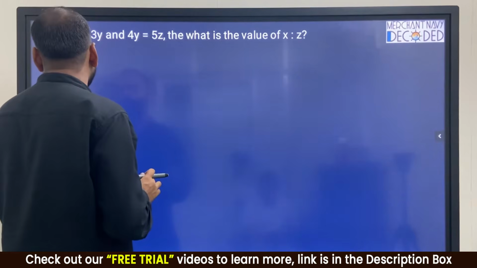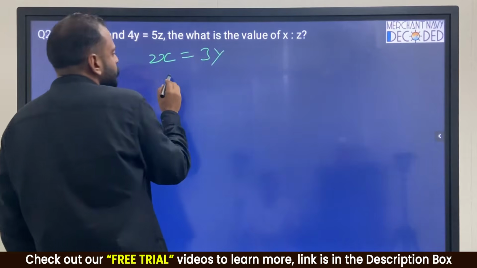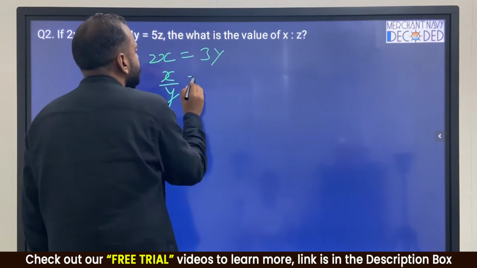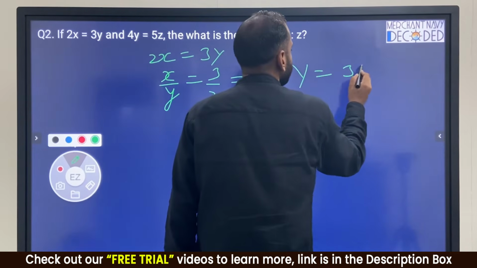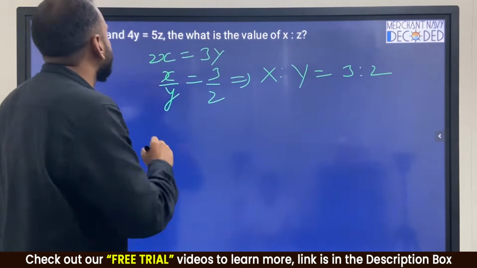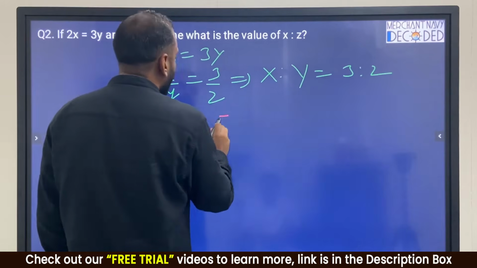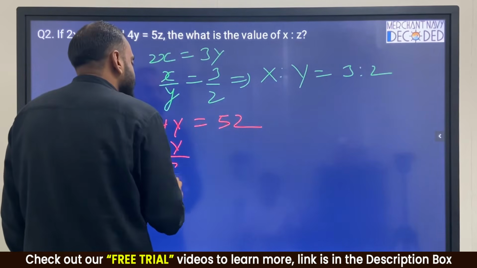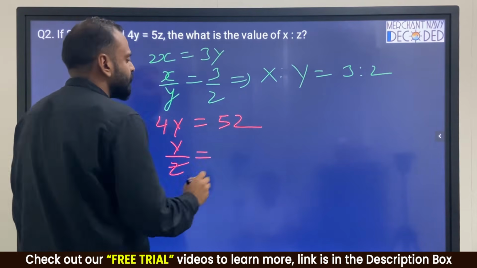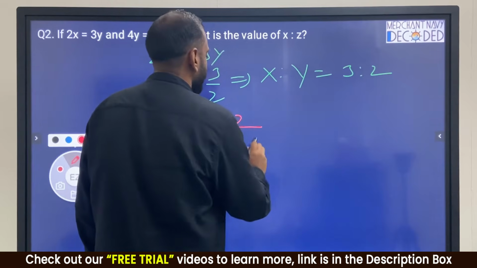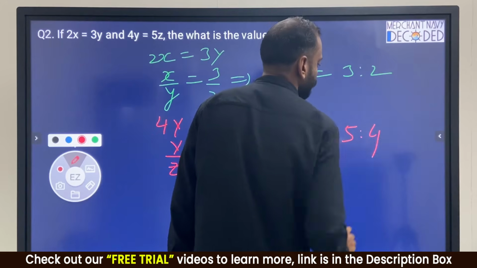If 2x is equal to 3y, 2x is equal to 3y means what? x by y is nothing but 3 by 2. Means x is to y is nothing but 3 is to 2. Clear? 4y is equal to 5z actually. So y by z is nothing but 5 by 4. Means y is to z is equal to 5 is to 4.